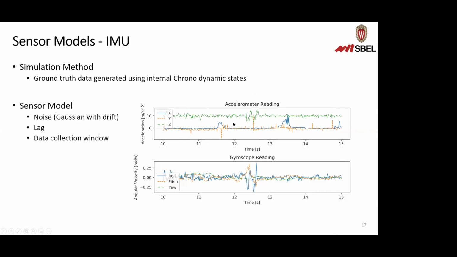For IMU, it's a similar thing. We look at the internal dynamic states for Chrono, and we use that as the ground truth, but then we distort that and add noise so that the AV would get synthetic data that is as difficult to interpret as the real data. And that includes noise, lag, and again, this filtering window.